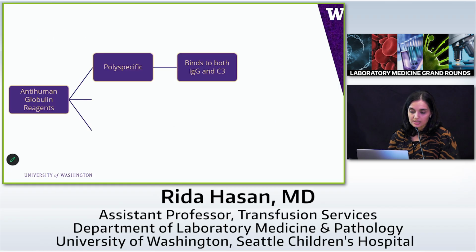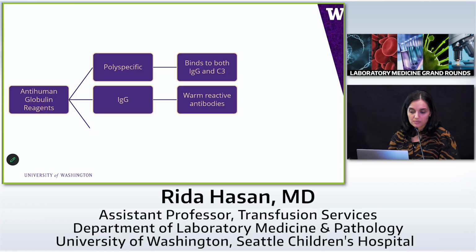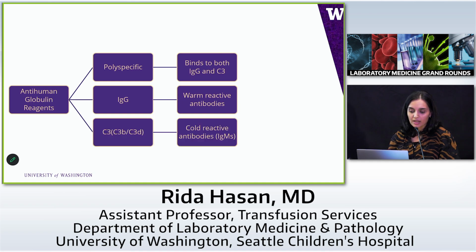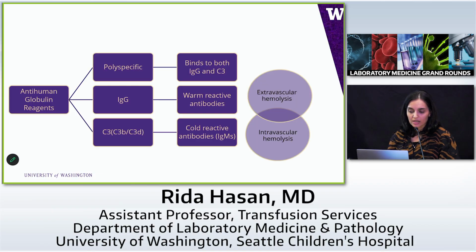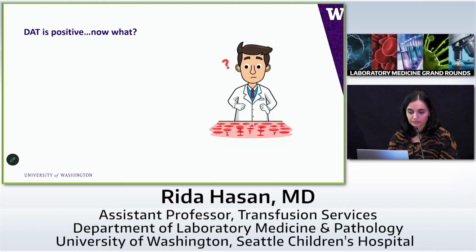So in the ideal scenario, when I do the AHG reagents, I do a polyspecific, and I think, okay, this is going to tell me if there's either IgG or C3 bound to it. Then I do the monospecific IgG, and if it's bound, then I think, okay, this is a warm reactive antibody. And then if there's complement bound to it, now I'm thinking it's a cold reacting antibody, which tends to be IgM. But again, remember that there is a continuum between extravascular and intravascular hemolysis between the two antibodies.